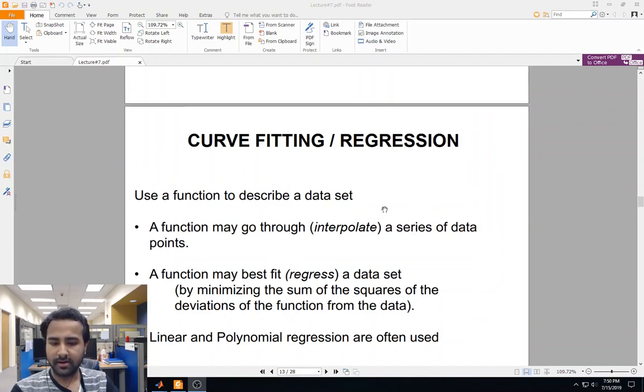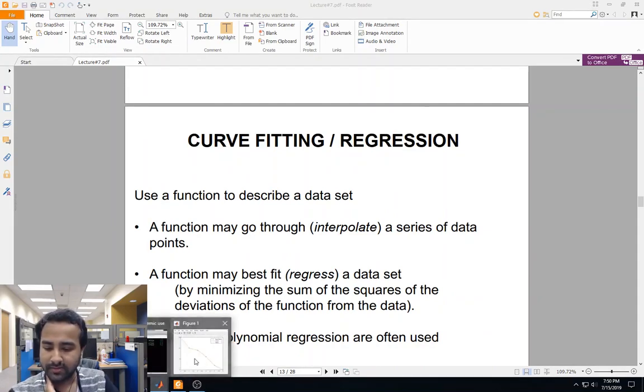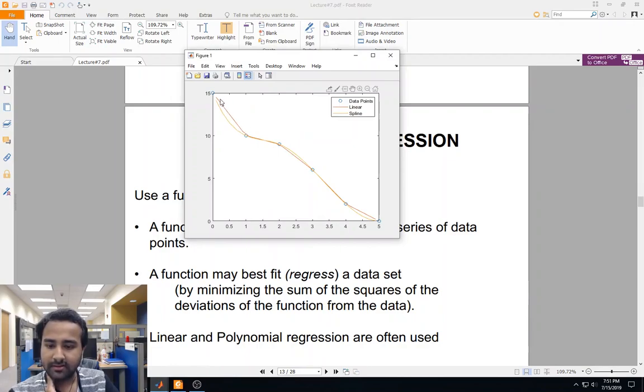Alright guys, so now I'm going to teach you guys about curve fitting and regression. So up till now, what we've been doing is interpolation, which means a function that goes through every single point. So if you remember back to the example we just did, these lines and curves that we fit through here, they go through every single one of our data points. So that's an interpolation.